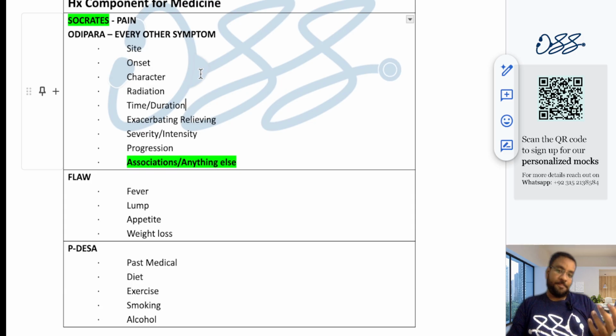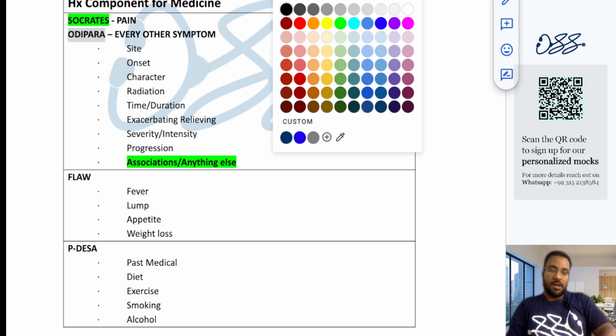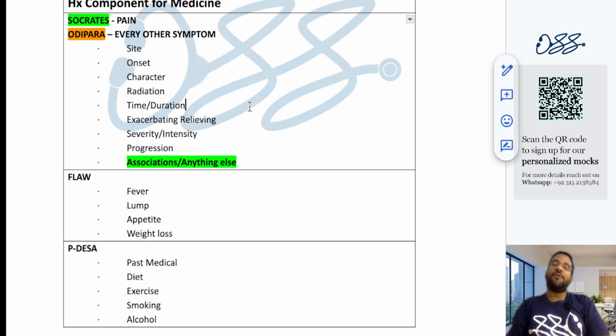Now comes the ODIPARA. Okay, the next mnemonic is ODIPARA, whatever you pronounce it. Now, ODIPARA is something that is used for any other symptom, apart from pain. If the patient is presenting to you with vomiting, diarrhea, weight loss, weight gain, burning micturition, lump in the breast, or a lump anywhere in the body, any symptom you name it, bleeding, shortness of breath, anything apart from the pain, then you're going to use the mnemonic of ODIPARA for exploring the symptoms.